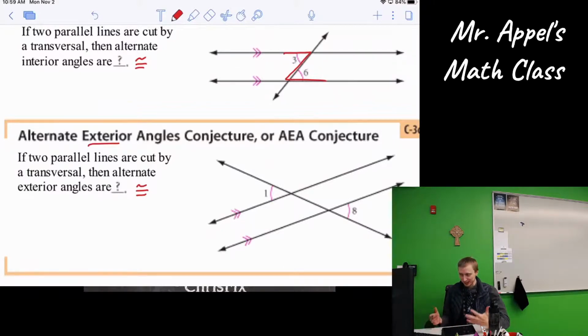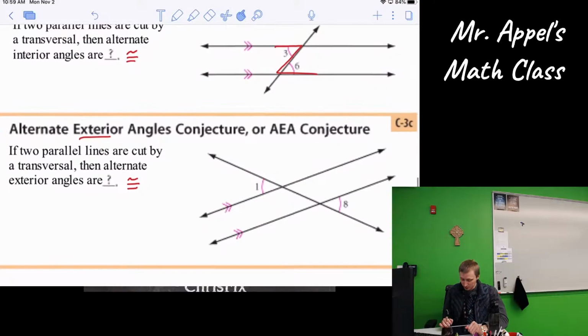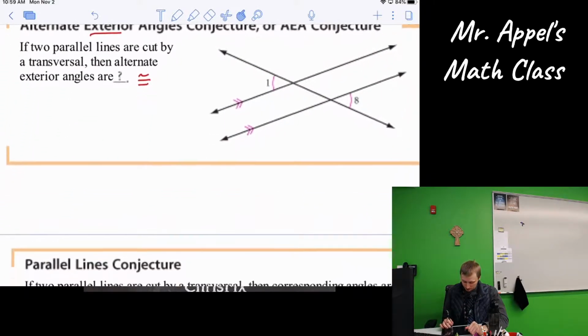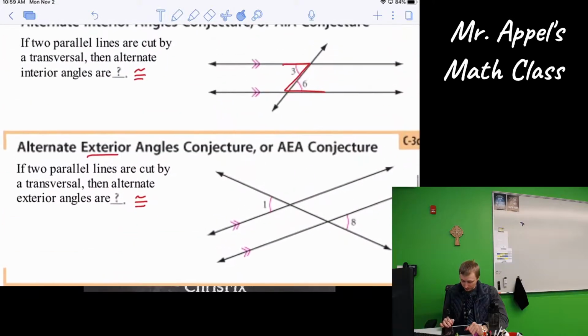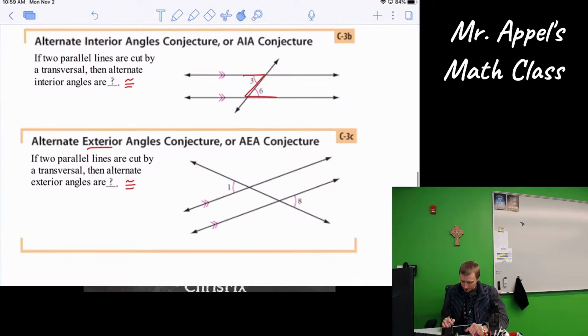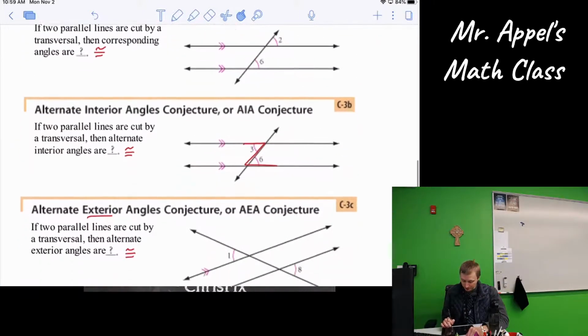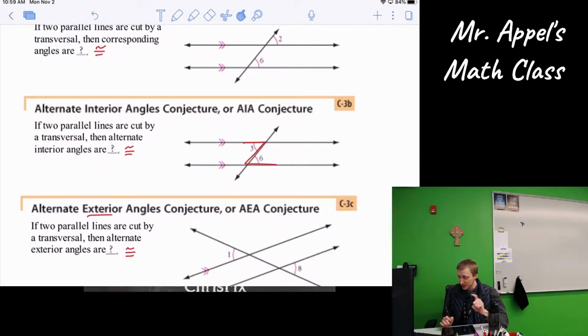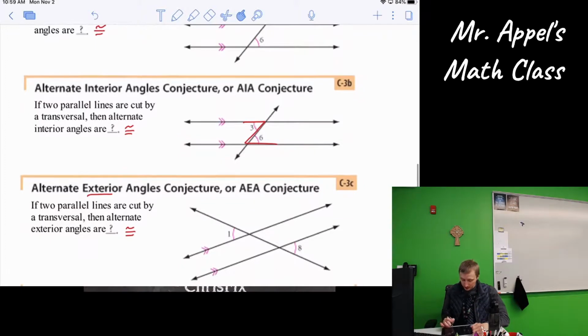It's starting to sound like all of these angles are just congruent to all of the other angles. It certainly seems that way so far. Just wait, just wait. There is one relationship where they are not. We'll get to that soon enough.